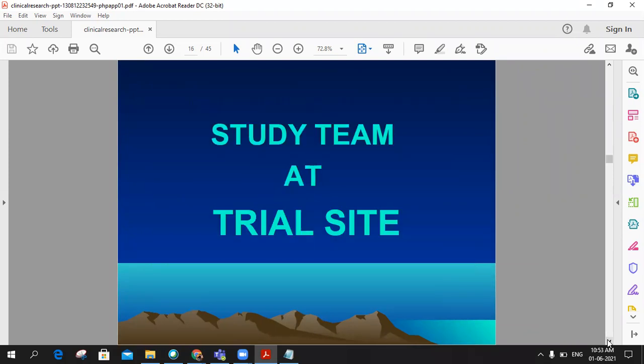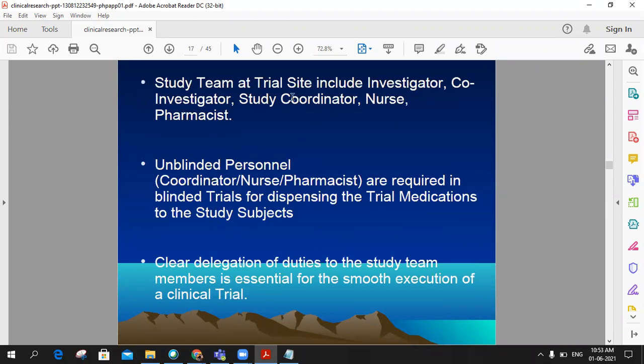So, the study team at the trial site. For now we were talking about the site. Site is a hospital that conducts the clinical trial, right? And we were also talking about the investigator. Investigator is a doctor who conducts the clinical trials. But the study team is who works at the hospital on that particular study. We call clinical trials studies.